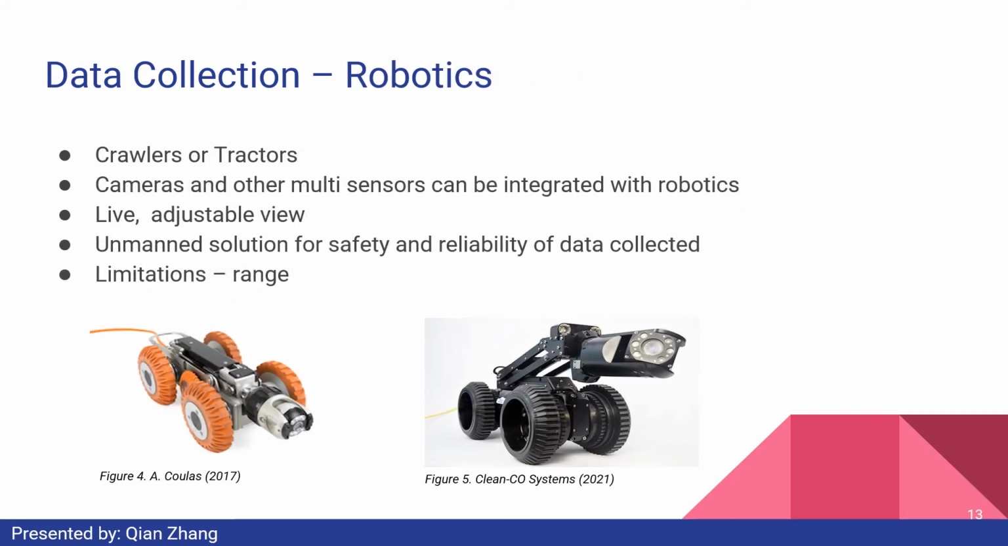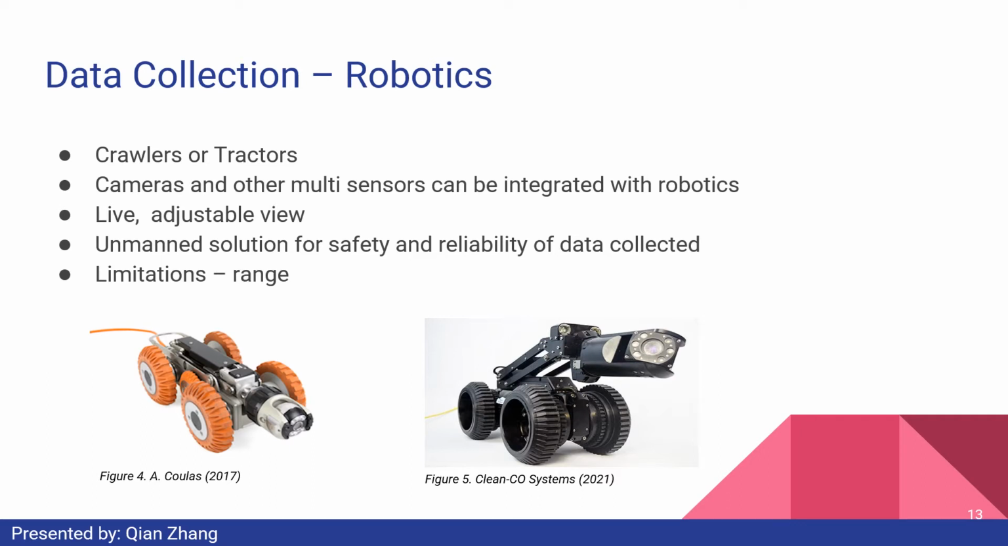Lastly, crawlers and tractors are mobile robotics that can be deployed into pipelines with a variety of different sizes for different diameters of pipes, and can also be configured by mounting cameras and other multi-sensors such as sonar and laser, depending on the need of the inspection. This method provides a live view of the condition of the pipe while enabling the operator to control the unit remotely, allowing a safer and more reliable means of data collection.